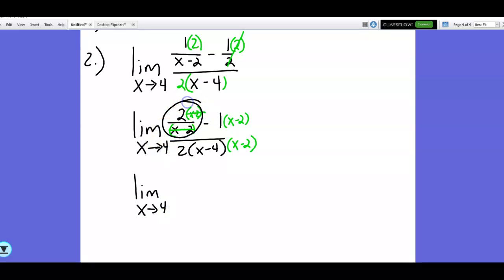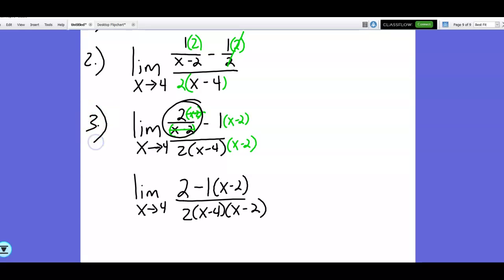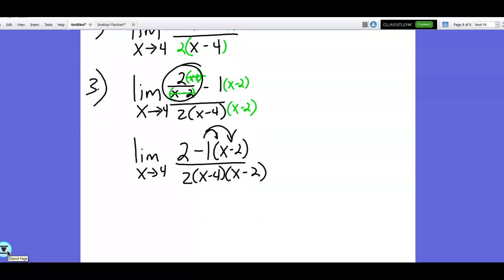So we have 2 minus 1, parentheses x minus 2, over 2, parentheses x minus 4, x minus 2. Okay. So step 2 is to write out your limit. Step 3 is to simplify. We're still on step 3 though, because now that the fractions are gone, we're going to go ahead and do the old distribution and combining process here that we usually do.